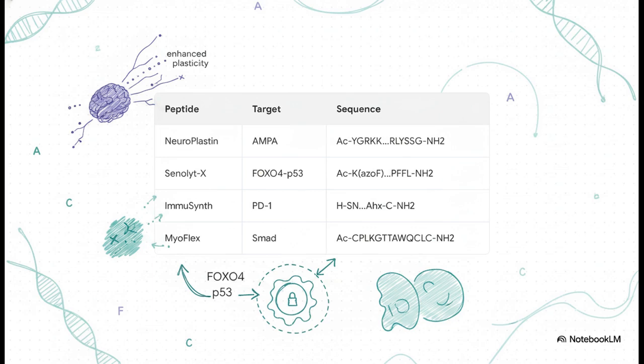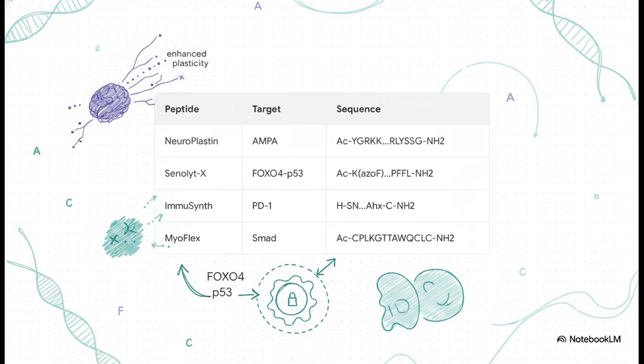Take neuroplastin version 3, designed specifically to stabilize the GluA1 AMPA receptor for enhanced synaptic plasticity. The exact sequence reads acetyl YGRKK RRQRR, followed by a GSG linker, then GRK, then our photoactive azo F center, ending in RLYSS with an amide terminus.